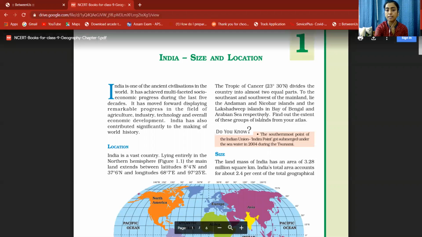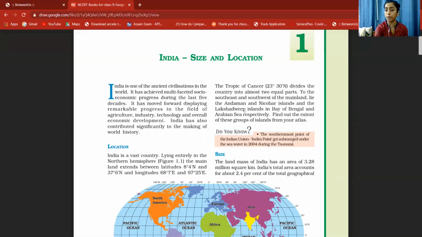Now to the southeast and southwest of India, there is what? Two important islands. I think we all know about that: Andaman and Nicobar Islands and the Lakshadweep Islands, and also the two very important seas, that is the Bay of Bengal and the Arabian Sea.